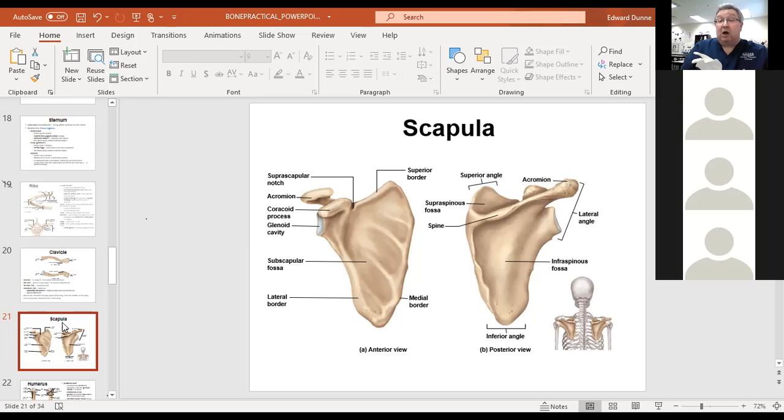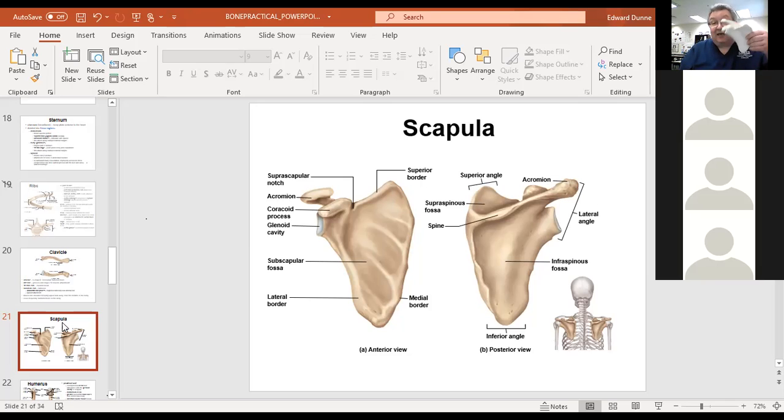Now, when we go over the scapula tomorrow, there are a lot of landmarks you're going to need to know. All right. So be prepared. Scapula has about, what do we got? 17 landmarks on the scapula itself. Those are the ones you're going to need to know for your exam.